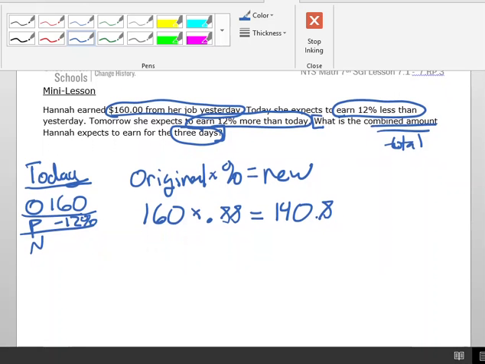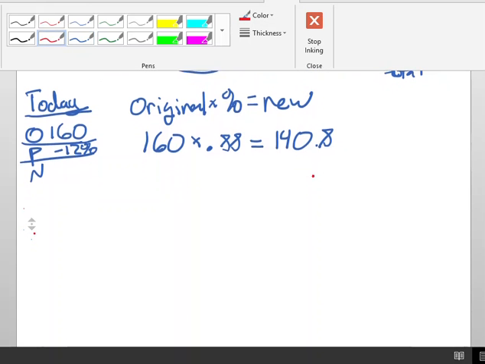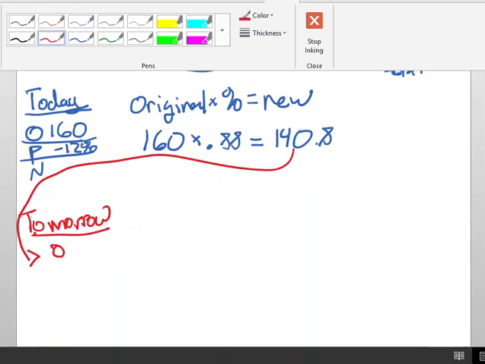Okay. Now, she thinks tomorrow it'll go back up 12% from what she earned today. So for my tomorrow number, let me put tomorrow here, I'll do it in a different color. Tomorrow. I need to take for my OPN what she earned today. Okay, so I am not putting 160 there. I'm putting 140.8, all right, plus 12% is going to give me my new.